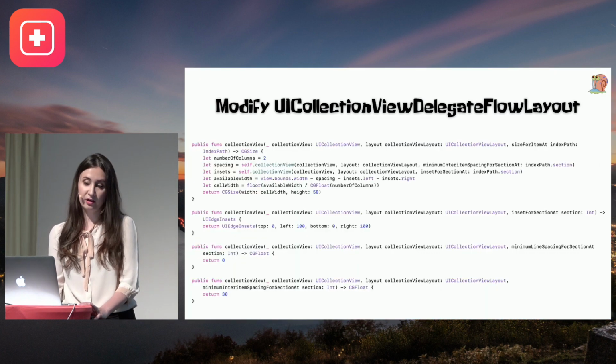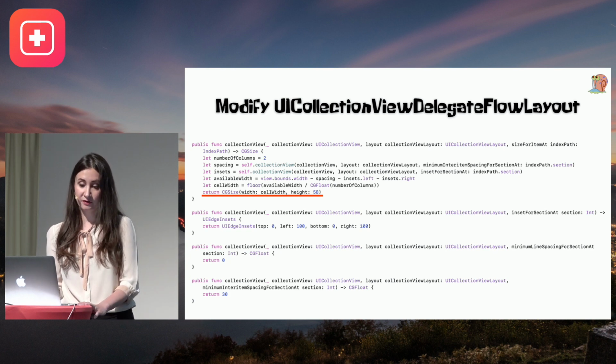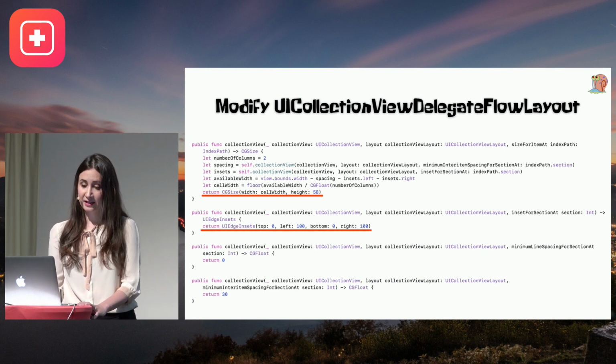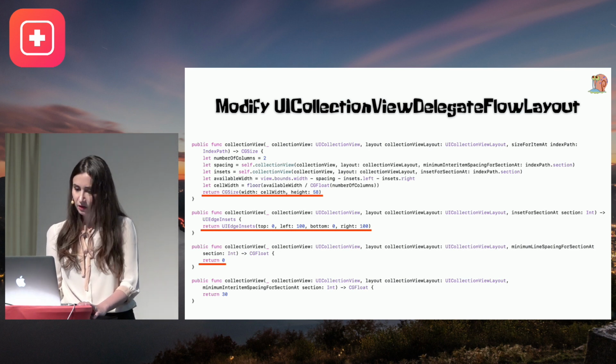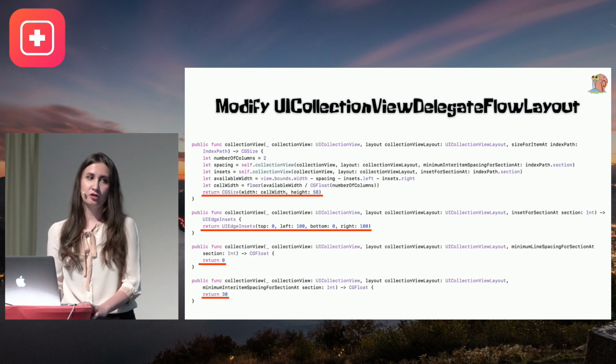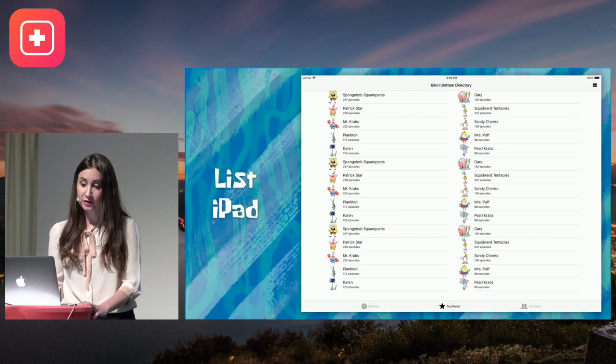But now we're going to modify the flow layout. We're going to compute the width based on the number of columns. We're going to add some insets. We're going to provide a line spacing size of 0 because we want the cells to be one on top of the other, and a little bit of extra padding in the middle. And that looks like this.